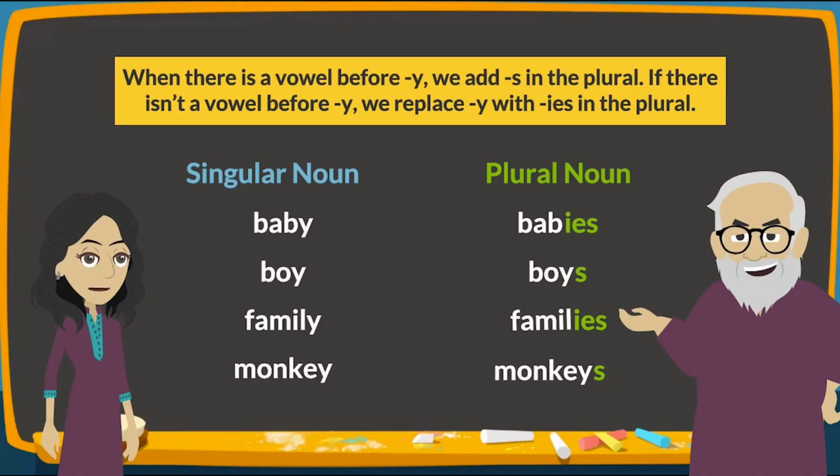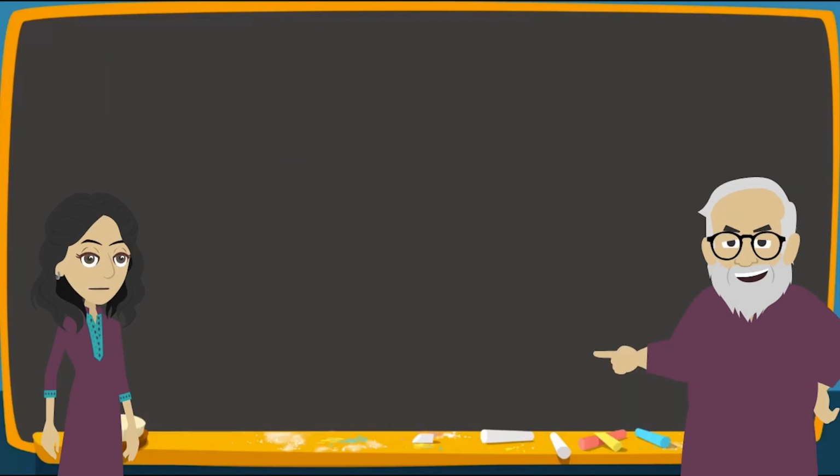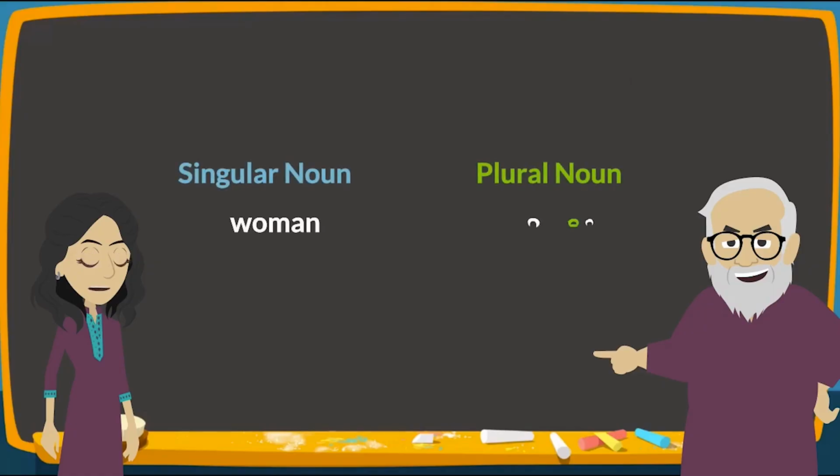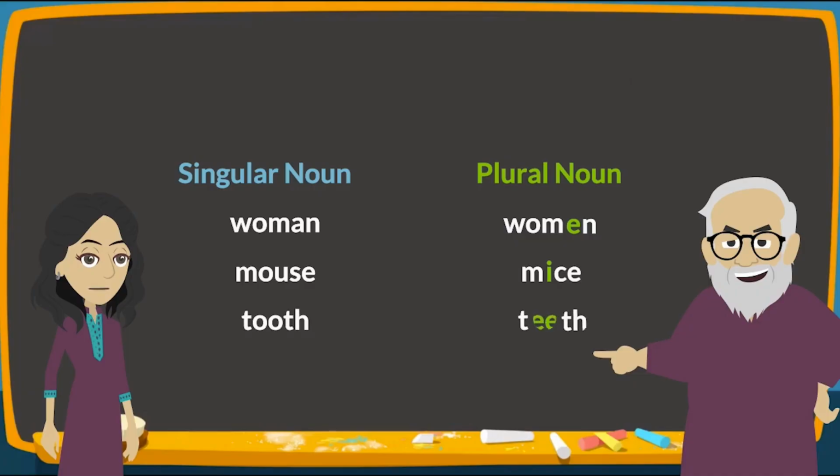That's great, Dadajan. One last thing. Some nouns don't need s at all for their plurals. Let's look at some examples. The plural of woman is women. The plural of mouse is mice. The plural of tooth is teeth. Such nouns are known as irregular nouns. Irregular means not normal, as the spellings of plural irregular nouns are not normal.